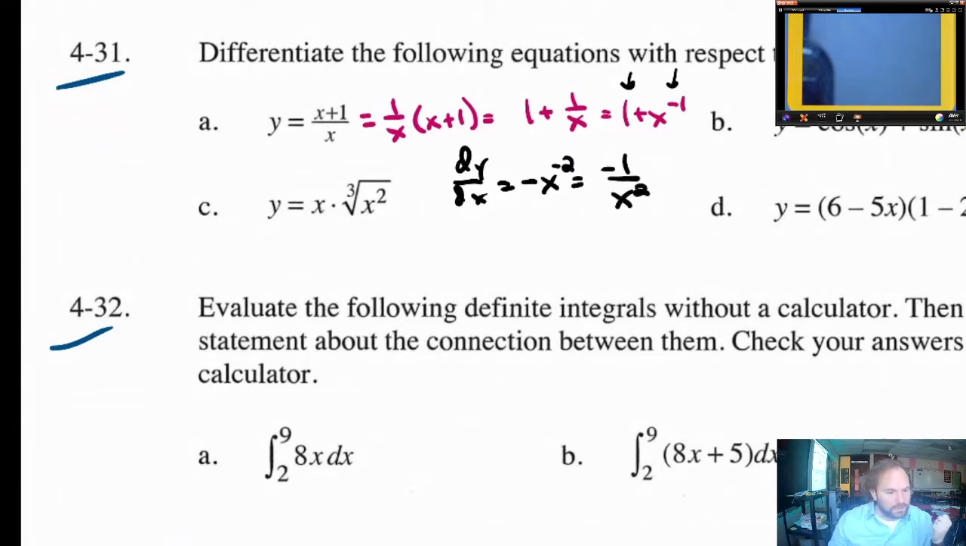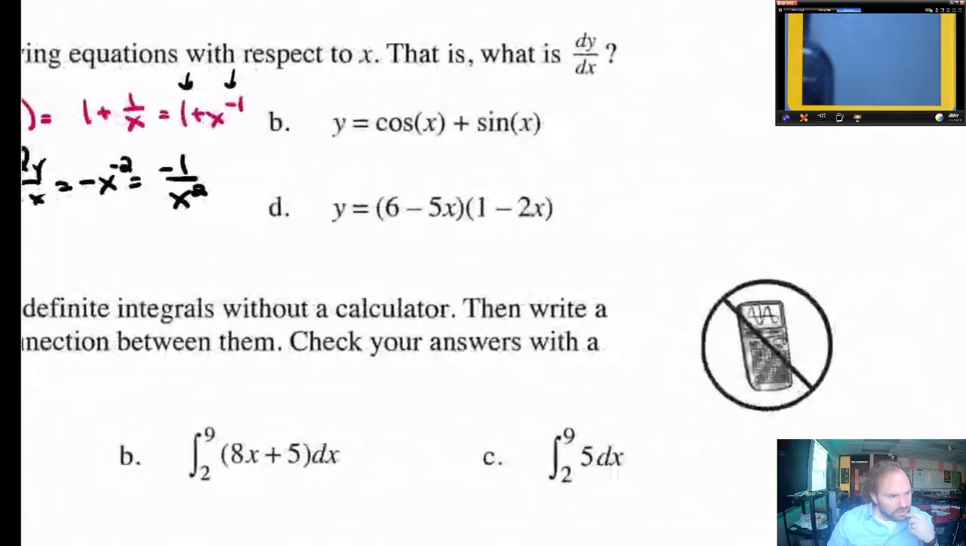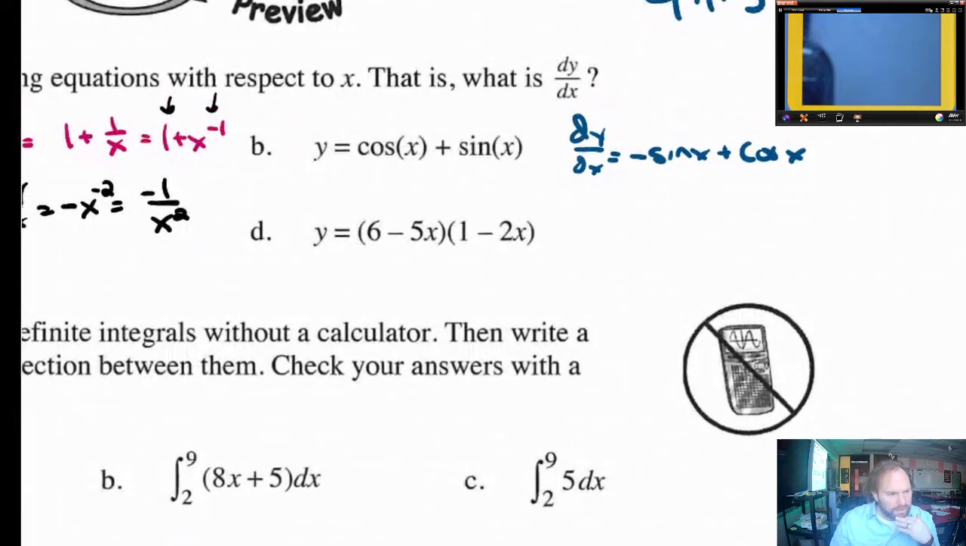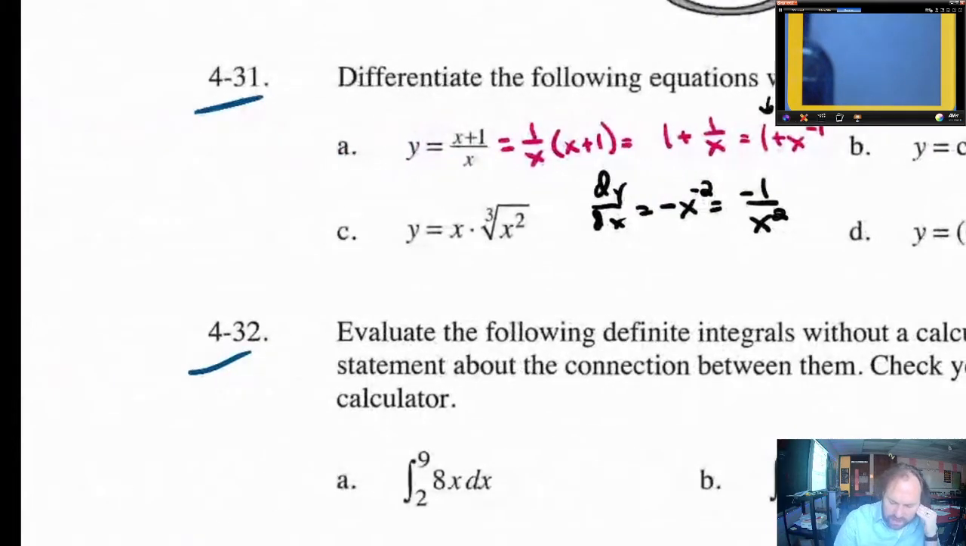We'll probably have to use the room off to the left on question C, but that would be the first one. Question B, we're just doing a couple of trig derivatives here. dy/dx, the derivative of cosine is negative sine, and the derivative of sine is cosine, so not much more to say about that question other than that right there.